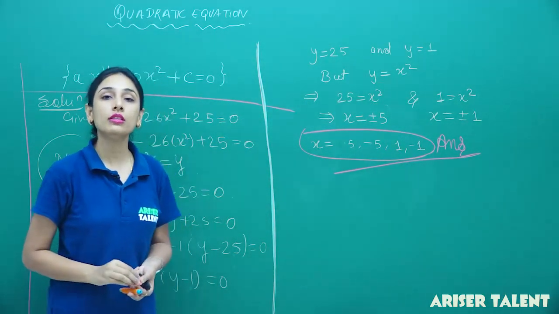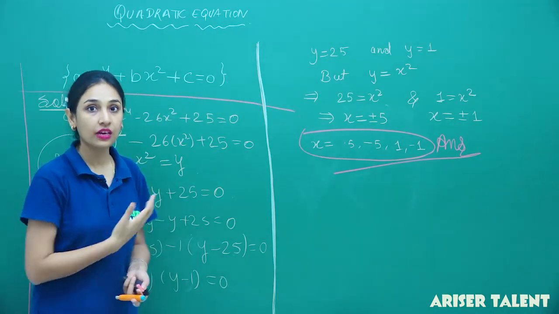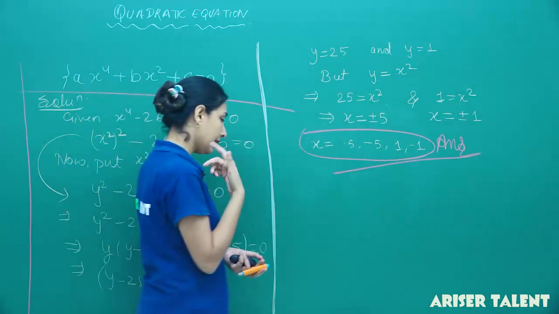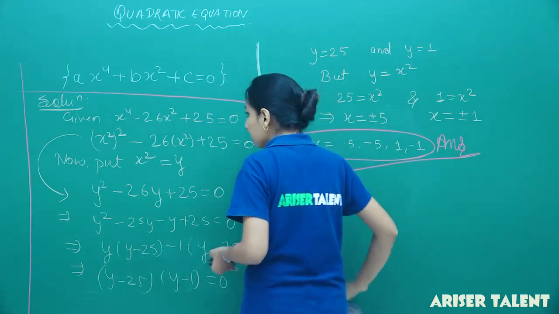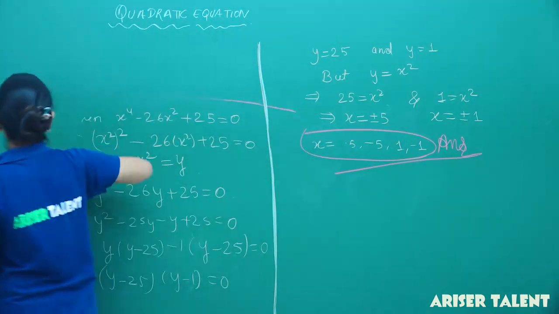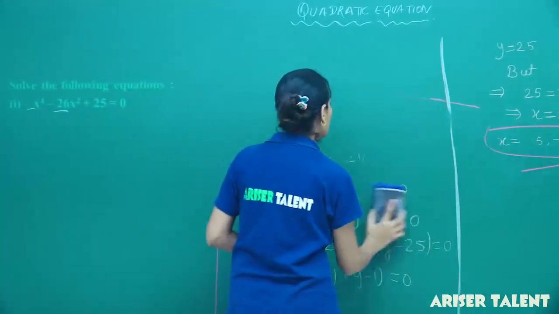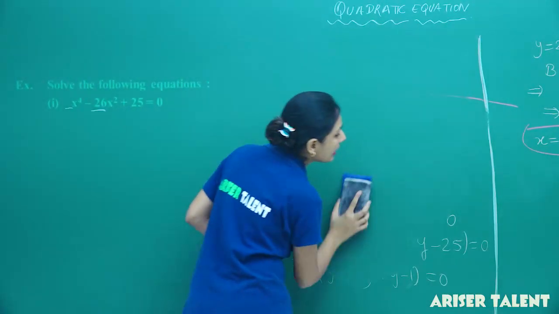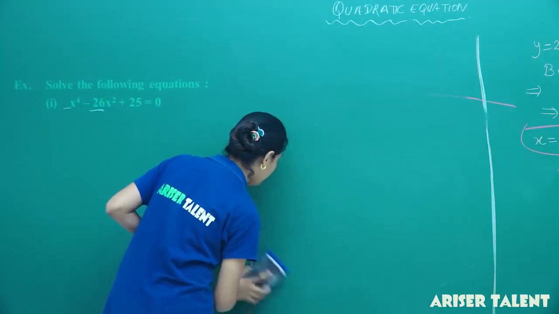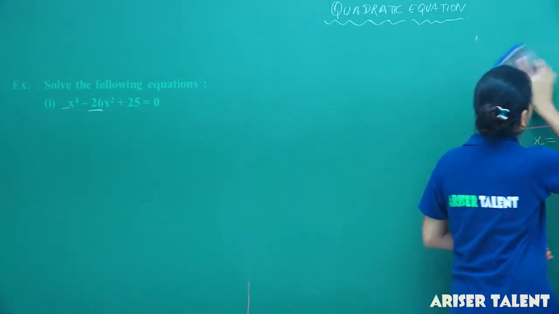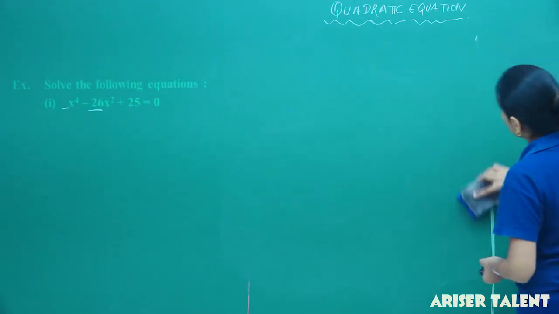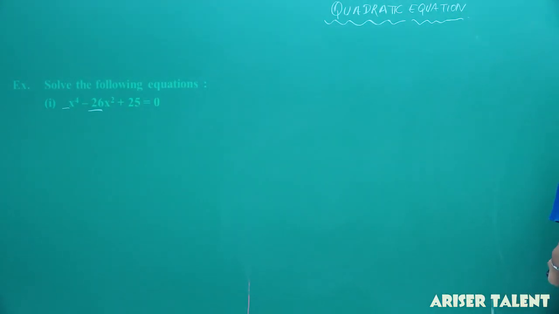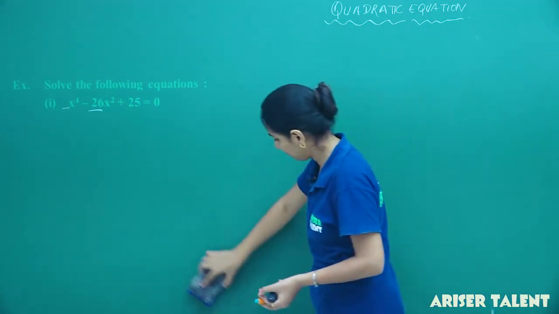Okay. Now, what is the next type, students? This we have read. So, it's simple. It's tricky. Okay, let's find another method. It will be another interesting method here. So, let's move.